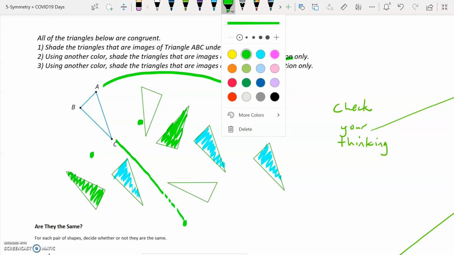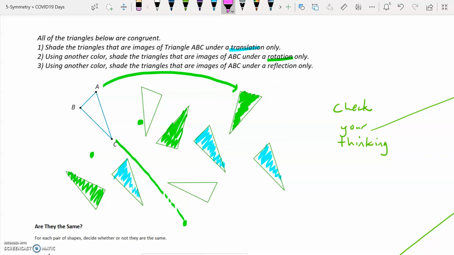The last would be our reflections. So you could have a reflection and create this one. Line of reflection would be here. Or you could reflect it and get this shape. The line of reflection would have to be somewhere down through the middle of the page right there. Picture folding that, like this was a worksheet, folding that piece of paper.